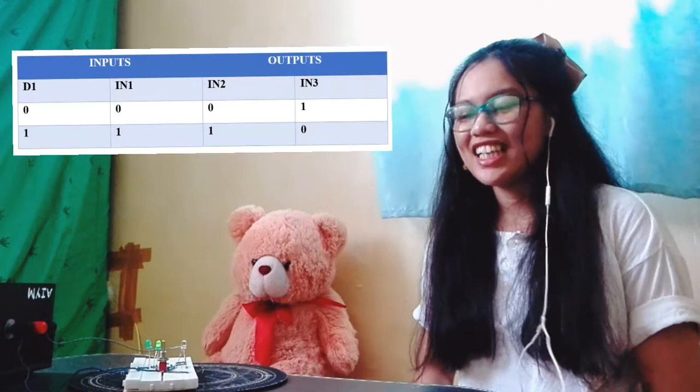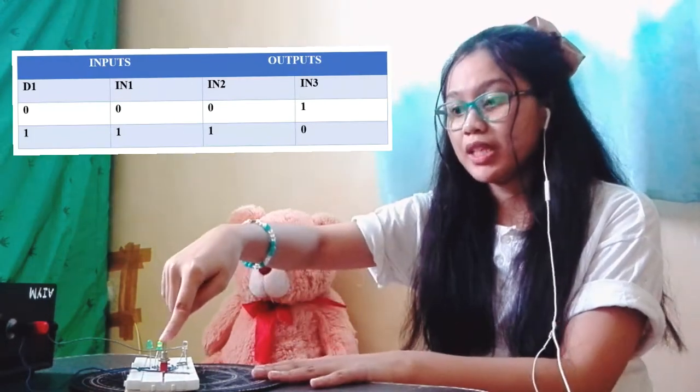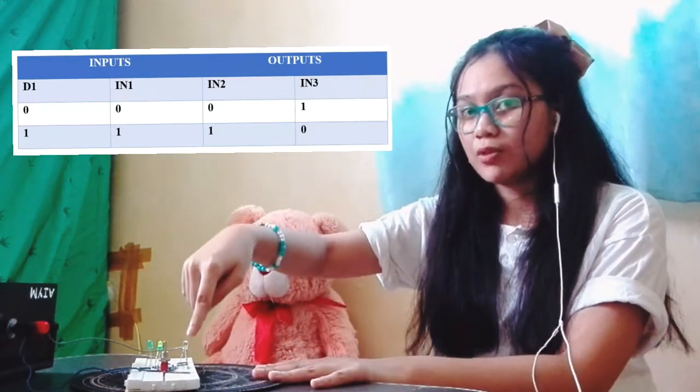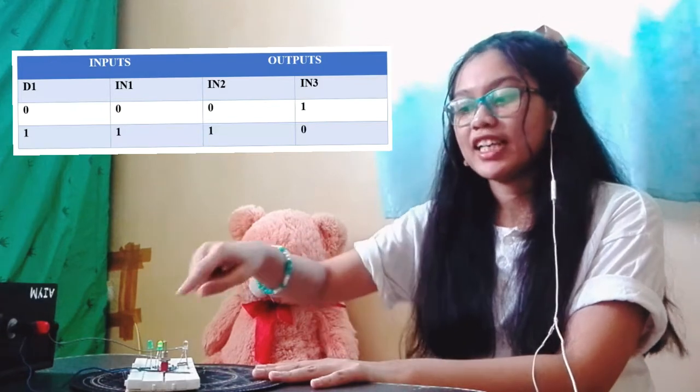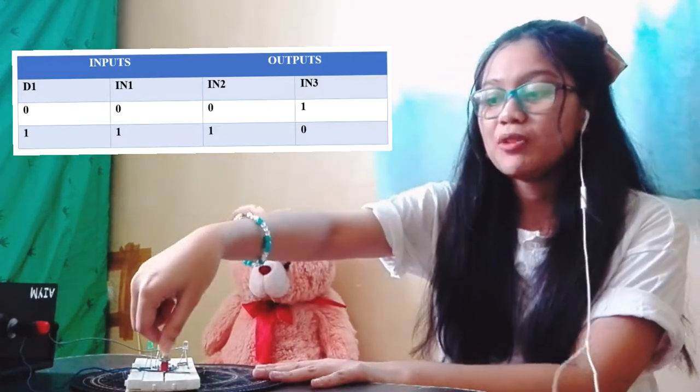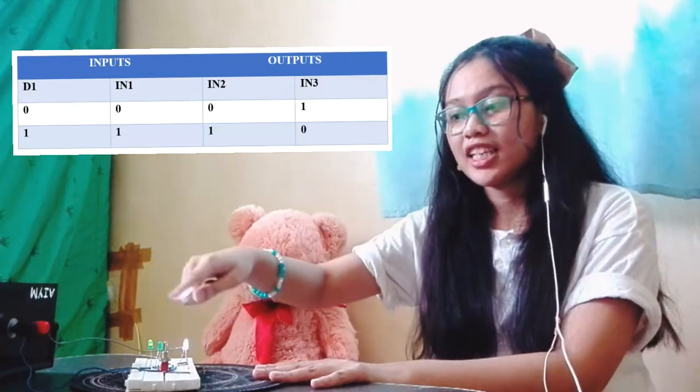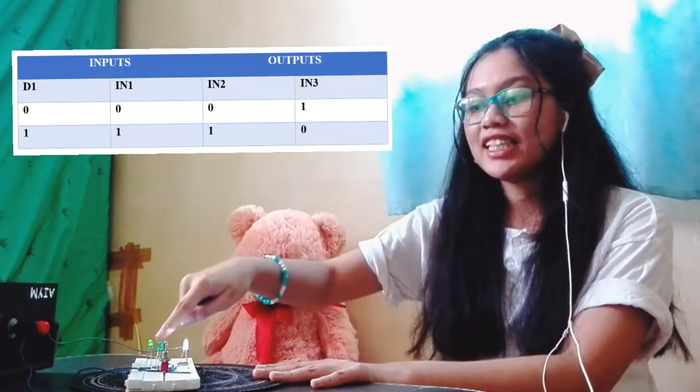Let's turn our power supply on for the 5 volts VCC. Here we have our D1 will be in low input. So in 1 and in 2 will turn off, while in 3 will turn on. If D1 is in high input, in 1 and in 2 will turn on, while in 3 will turn off.